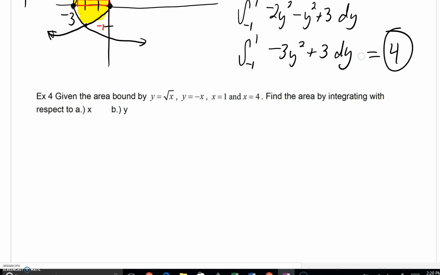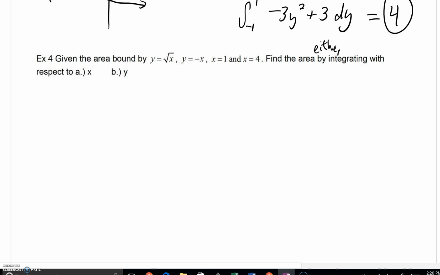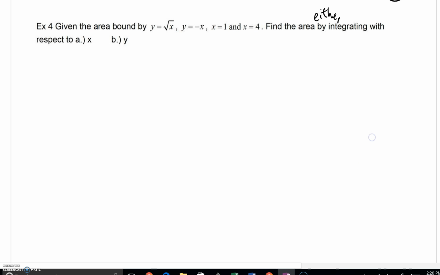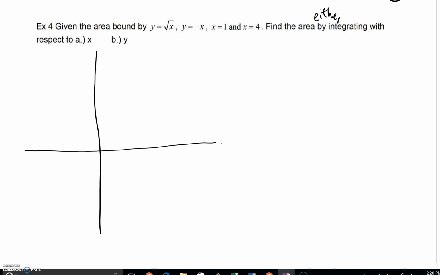Let's take a look at this next problem. We're going to have area bounded by y equals radical x, y equals negative x, x equals 1, and x equals 4. We could find the area either by integrating with respect to x or with respect to y. We'll just do one or the other. We won't do both. You always could make a problem work out in either direction. It just might be way more difficult to do so.